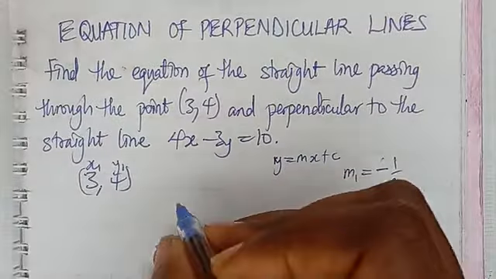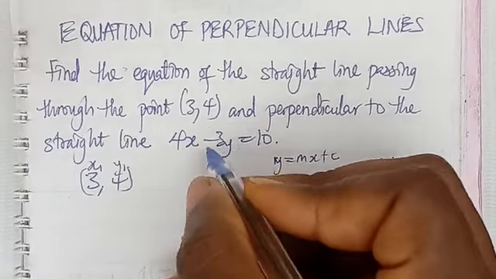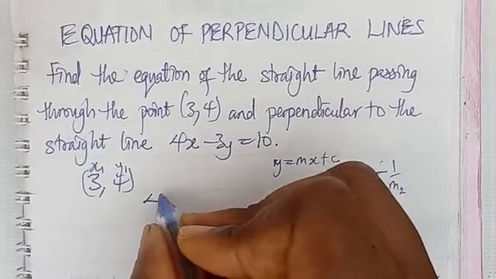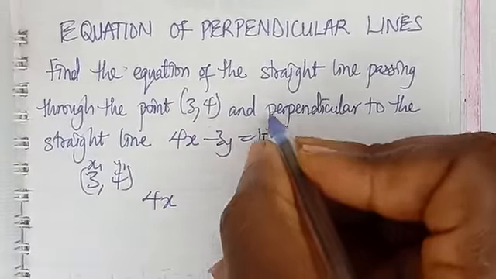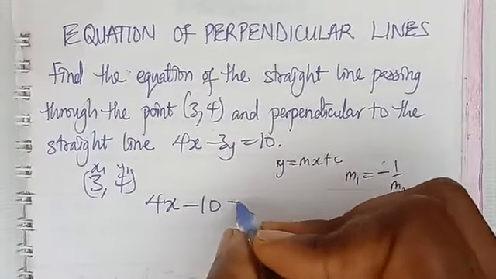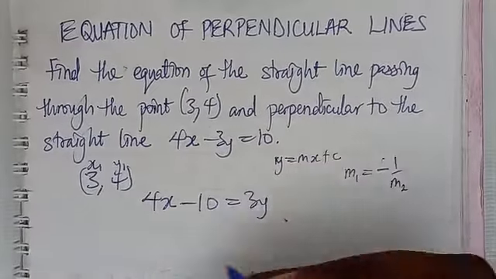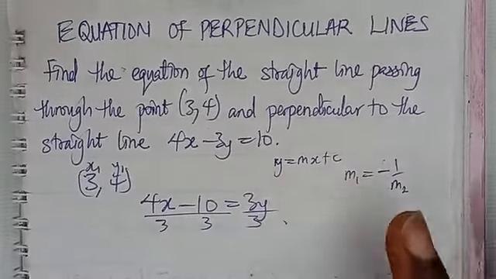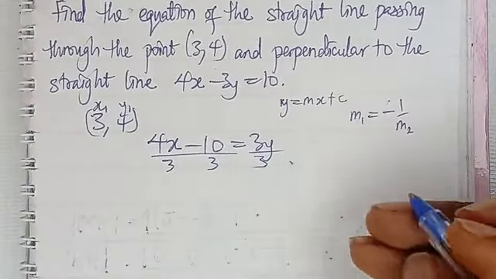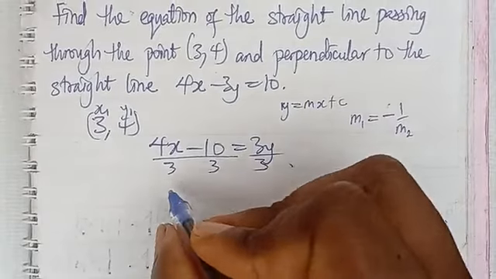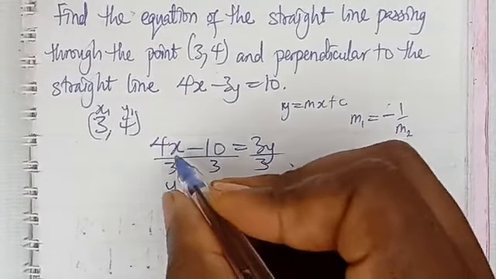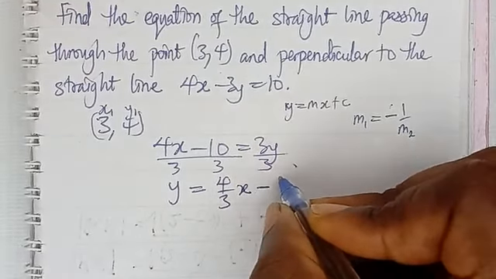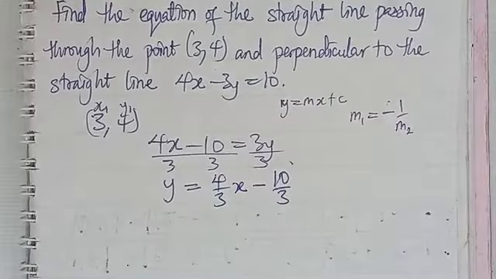So let's rearrange this. Since y is negative on this side, we're going to send y across to this side. So we have 4x. Now let's bring 10 over. Minus 10 is equal to 3y. We divide everything by 3. We are now going to have this equation. Now let's start with y. We have that y is equal to 4 over 3 x minus 10 over 3.